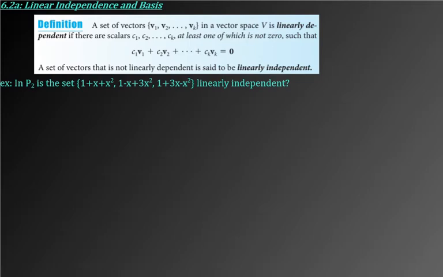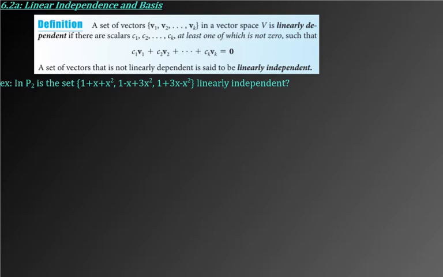So we can take problems like this. P2 is the vector space of polynomials of order 2. The coefficients here are coming from real numbers, basically. So this would be understood as P2 over R. And we could ask, is this set of quadratics linearly independent? Or can you build one of these quadratics out of other ones? That's the idea.